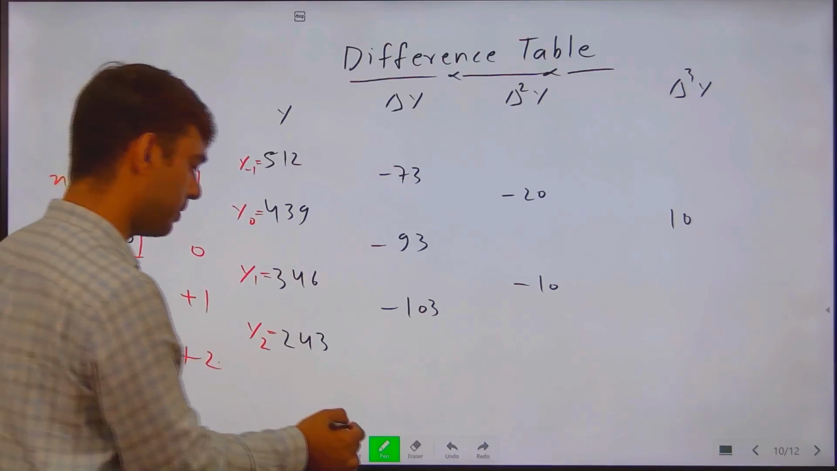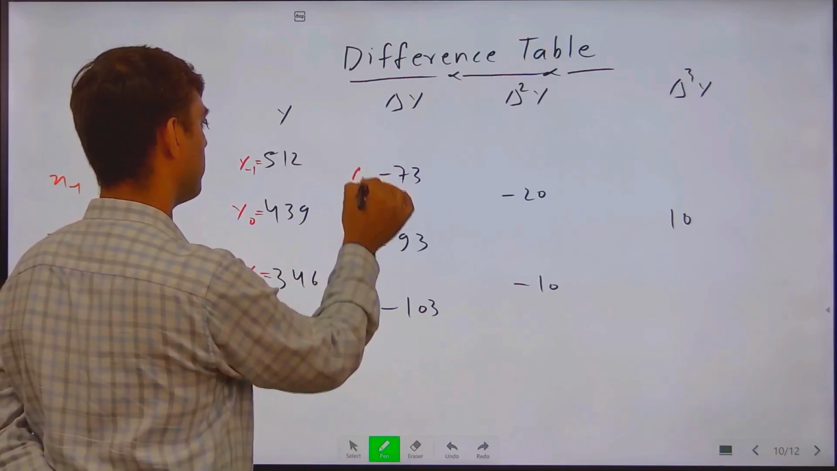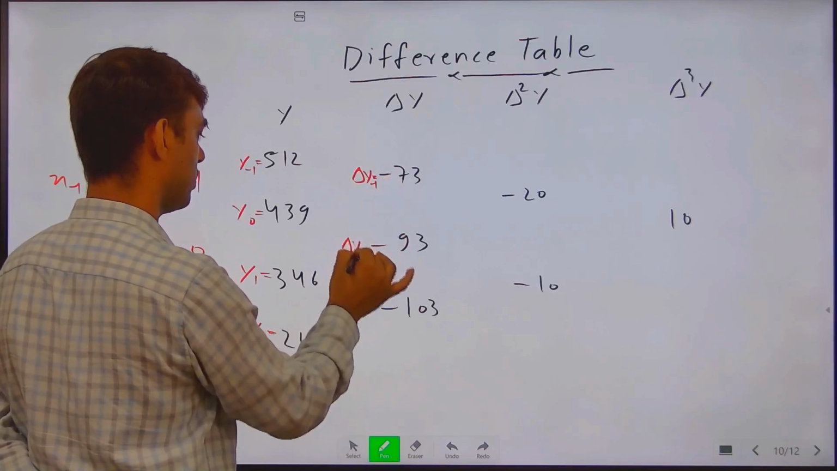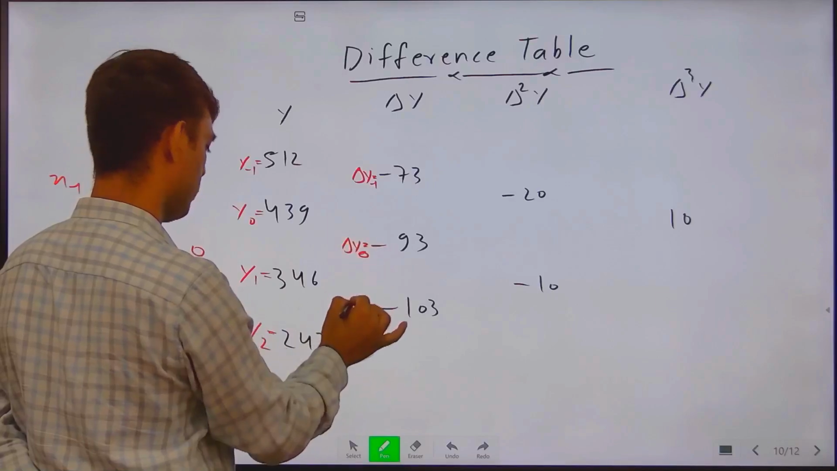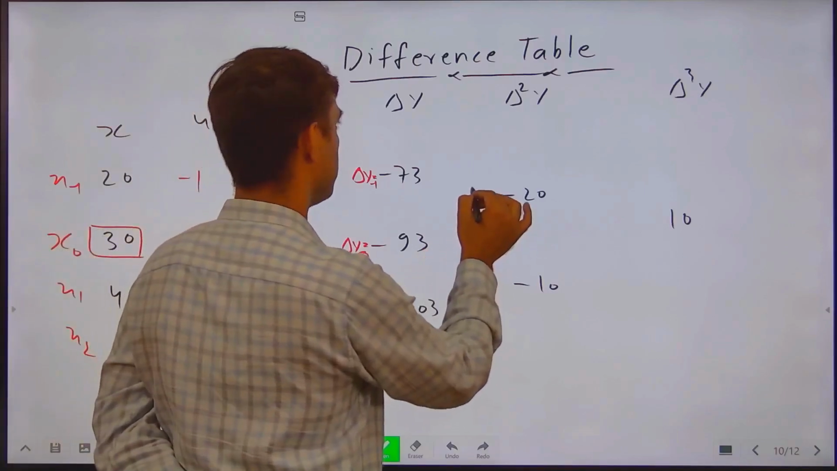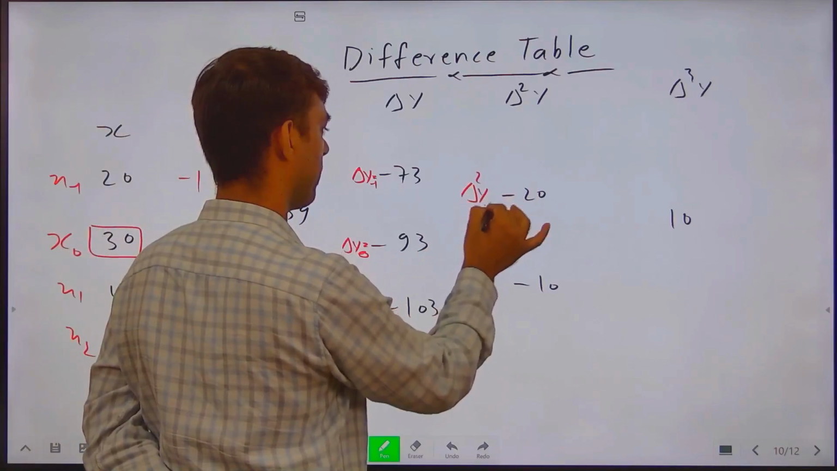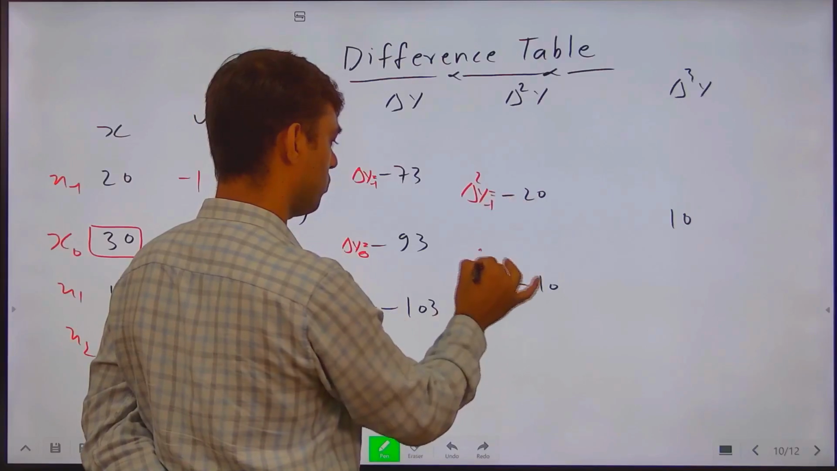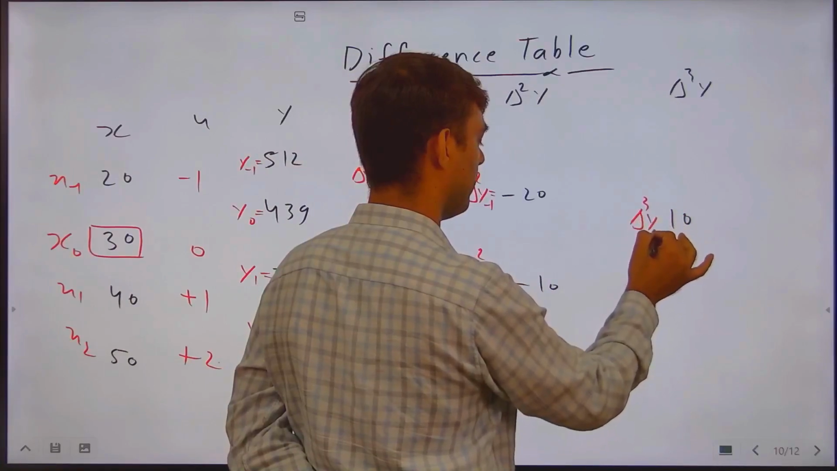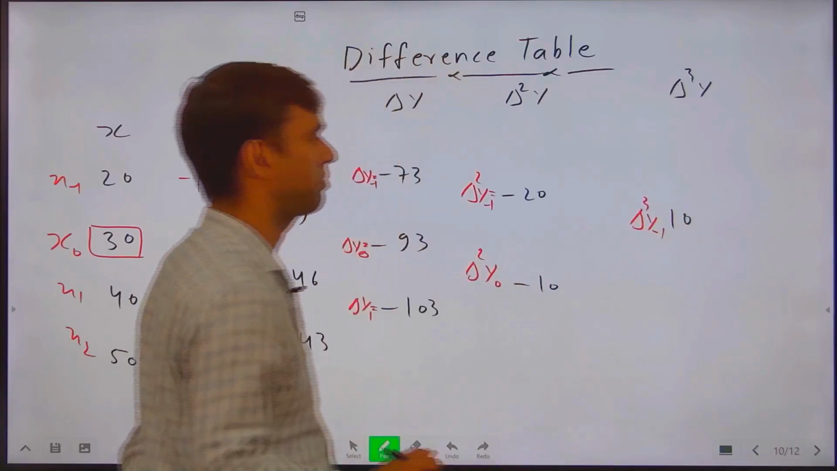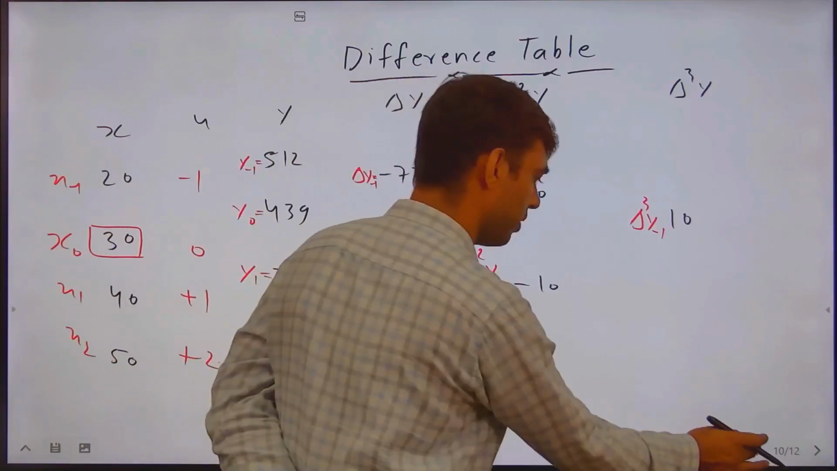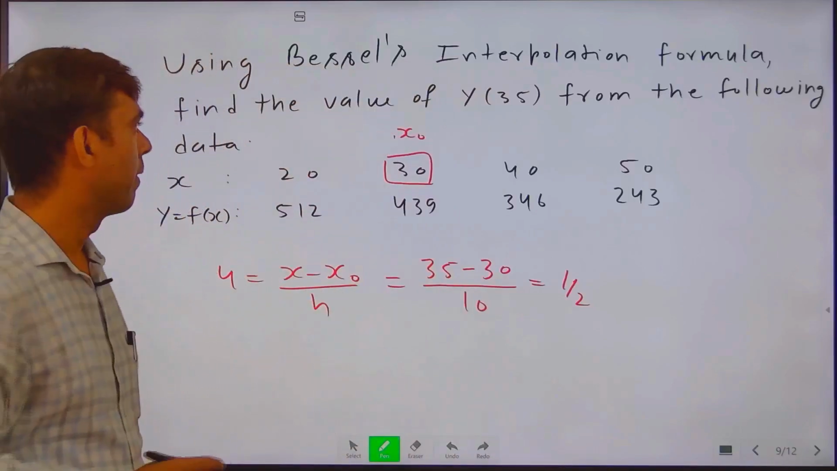What is the first order difference? First order: del y minus 1 equals this one, del y0 equals this one, and del y1 equals this one. This is del 2 y minus 1, this one is del 2 y0, and this one is del 3 y minus 1. And luckily we are able to find the value of u here. u is 1/2.